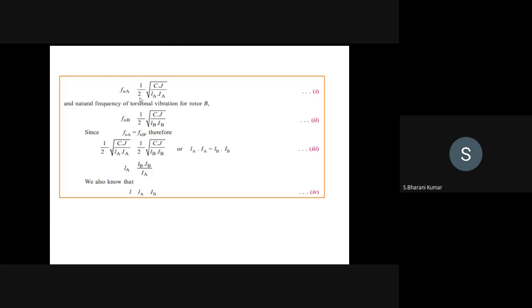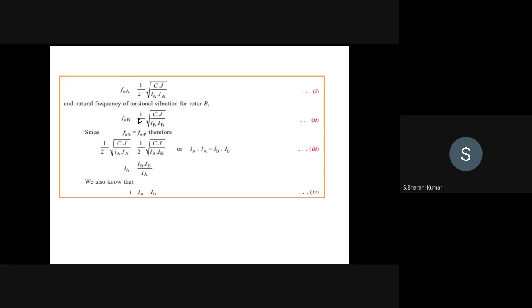Okay, this is called frequency of NA. Frequency of NA equals 1 by 2 pi square root of C into J by LA into IA. Okay, Fn of B equals 1 by 2 pi square root of C into J by LB into IB.